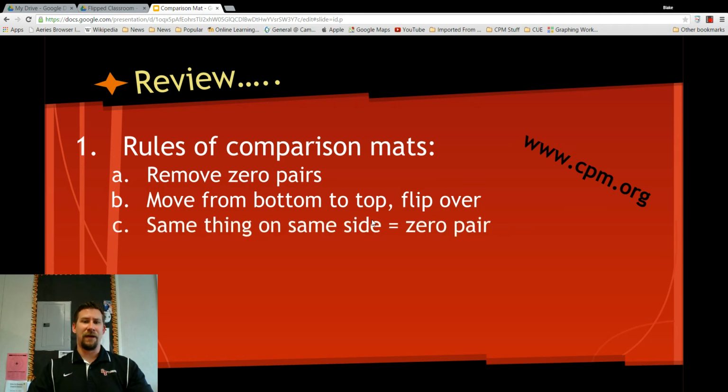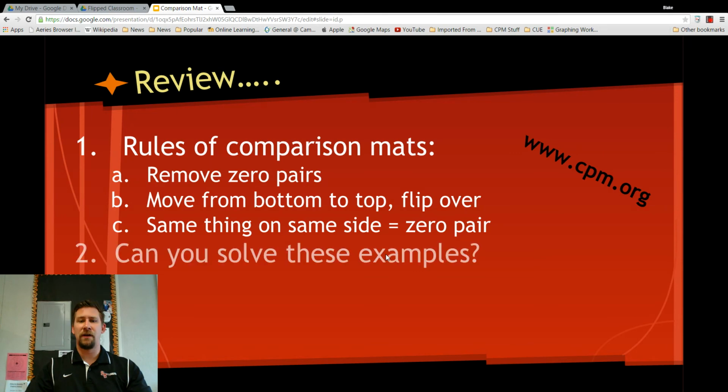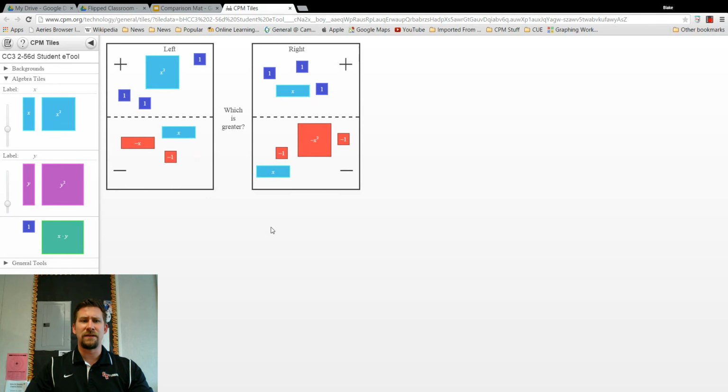The final thing is if we have the same thing on the same side. So if I have an x on the top and an x on the top of each side of my mat, that is a 0 pair, and I can remove that. And we went over why that is yesterday, so you should have a good understanding of that. So let's look at an example. I want you to look at this example, and we are going to explore how to solve this and what to do with it.